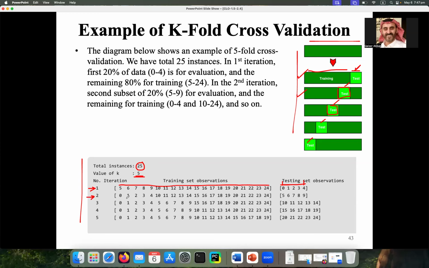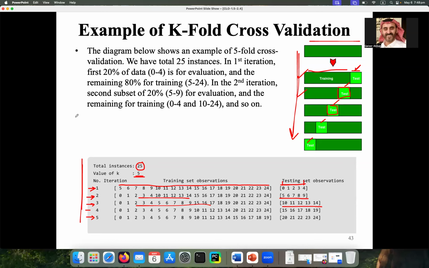Then in the second, according to this picture, it's the same idea. Now you are taking the data from 5 up to 9 as test data, and the remaining is the training data. And in the third, from 10 to 14, because 9 is already done. So 10 to 14 is your test data, and the remaining is the training data. In this way, you are covering k folds, which is five folds.